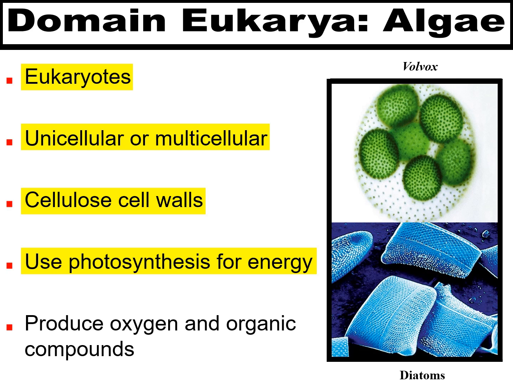The algae are eukaryotic organisms that exist as unicellular or multicellular organisms. Their cell walls are composed of cellulose. Cellulose is a large polysaccharide made up of glucose units, that constitutes the chief part of the cell walls of plants and algae.